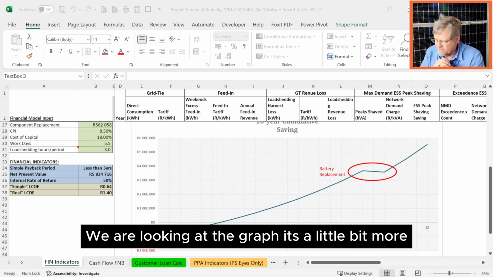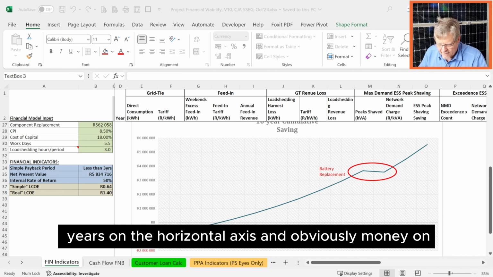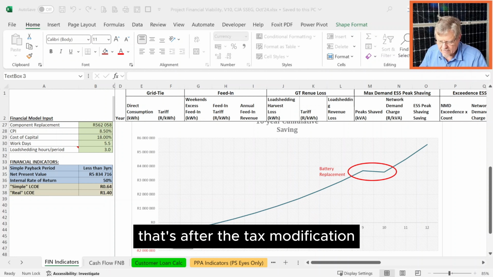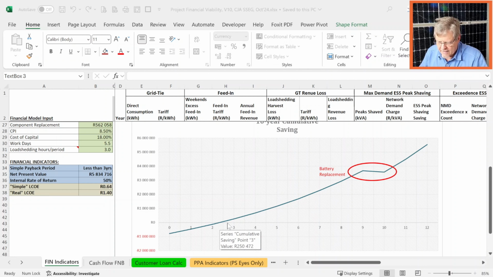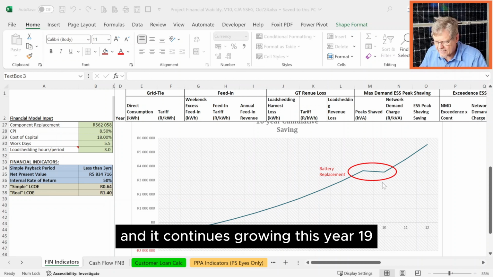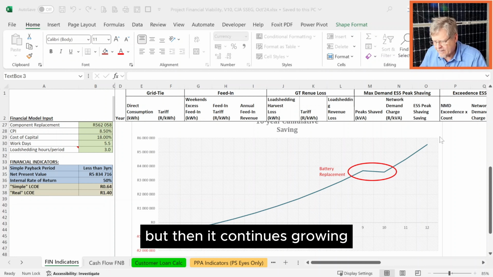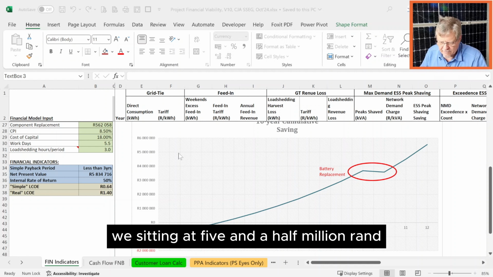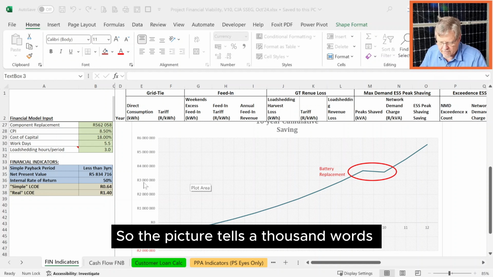So we're looking at the graph, which is a little bit more friendly. As you can see, years on the horizontal axis and obviously money on the vertical axis. We start off at minus 700,000 Rand. That's after the tax modification. You'll see the system breaks even just after 2 years, and it continues growing. There's year 9-10 where we replace the battery, taking a bit of a knock in the growth of the investment, but then it continues growing. So we're just showing 12 years on this graph. 12 years later, we're sitting at 5.5 odd million Rand, as we saw in the table on the left-hand side. So the picture tells 1,000 words.